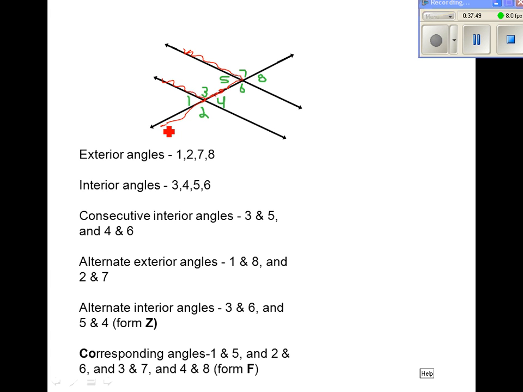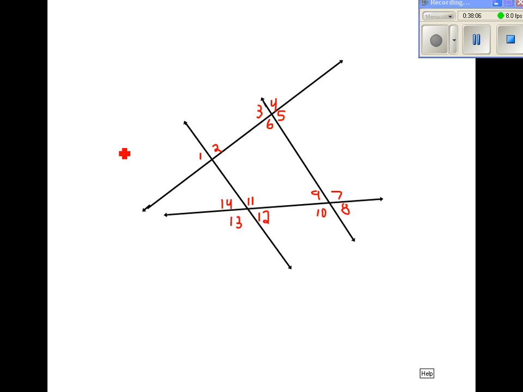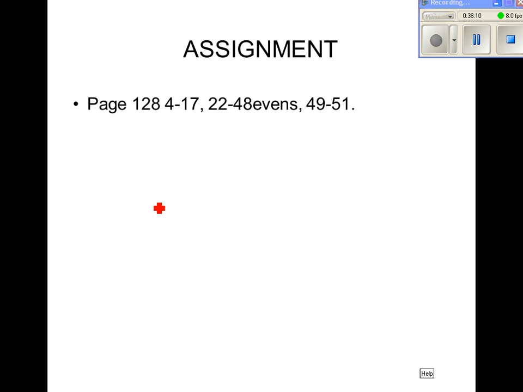Make sure you understand each of those. There's one missing up here. Which one are we missing? What other one could I make up a name for? Got consecutive interior, alternate exterior, alternate interior, corresponding, consecutive exterior. We just don't use them. This book doesn't use them. I don't know why. All right, that's your assignment.